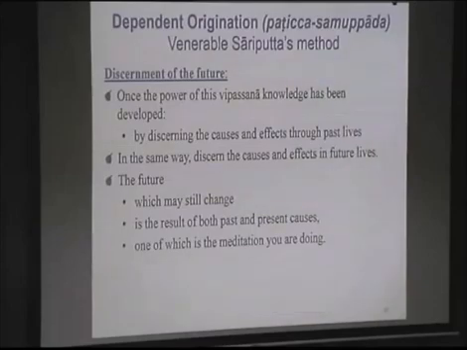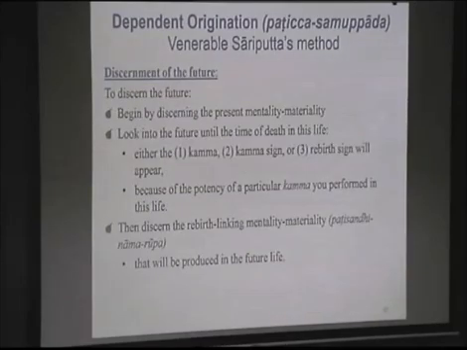Right? Okay, going back. To discern the future, you begin by discerning the present mentality and materiality. Look into the future until the time of death in this life. Either the karma sign or the rebirth sign will appear, because of the potency of a particular karma you performed in this life. Then discern the rebirth-linking mentality and materiality that will be produced in the future life.